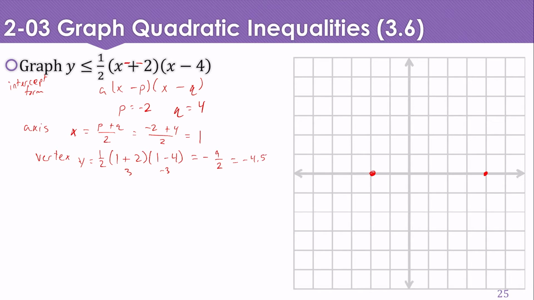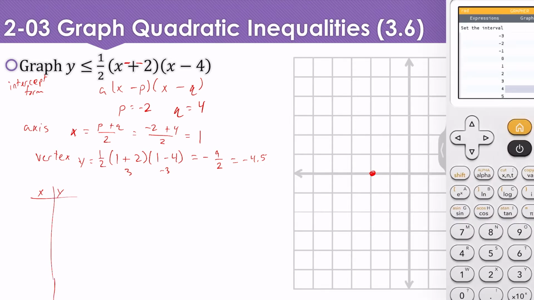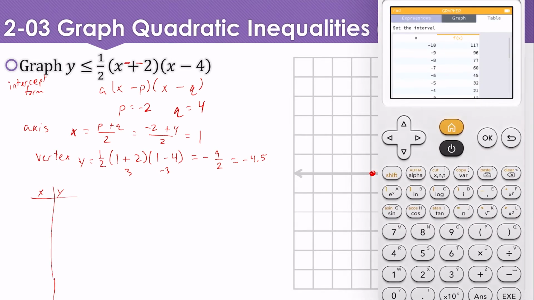All right, let's make a table. We can do it by hand or we can have our calculator. Let's have the calculator. So it's 1/2 x plus 2 x minus 4. All right, I want 1 to be the center, so let's go backwards a couple, maybe 3.